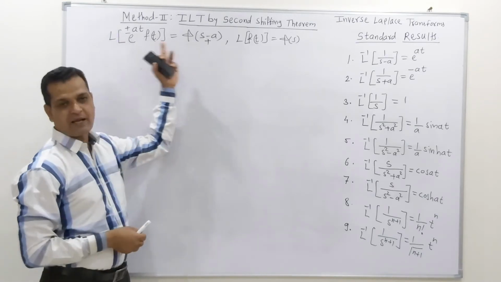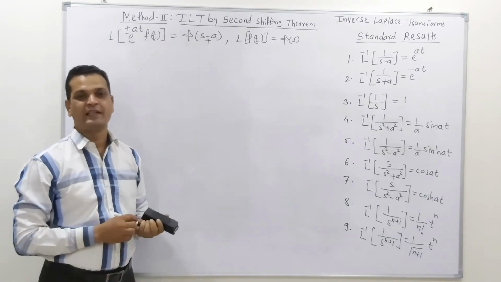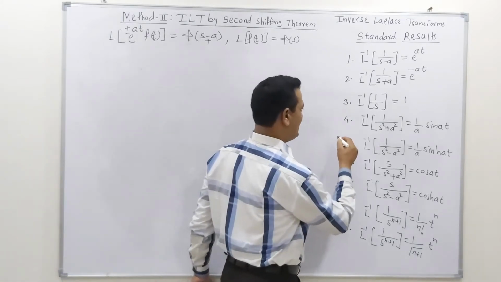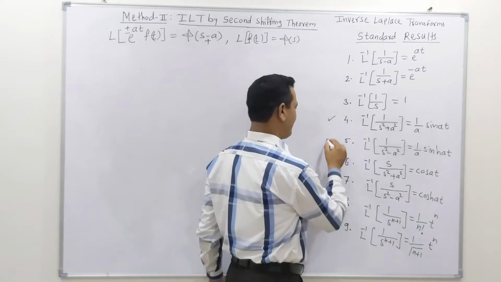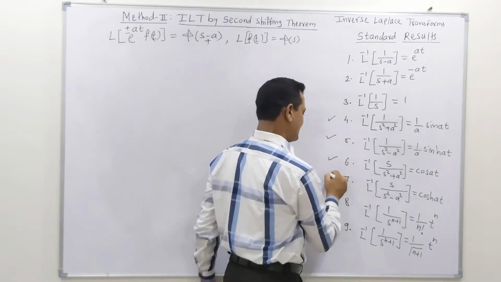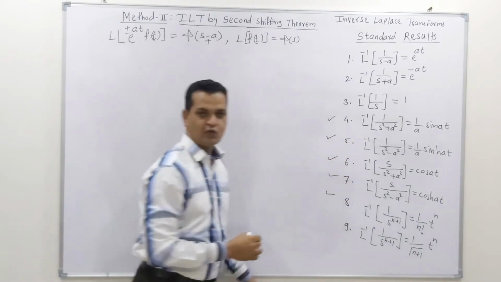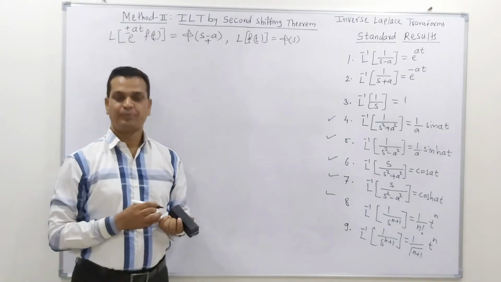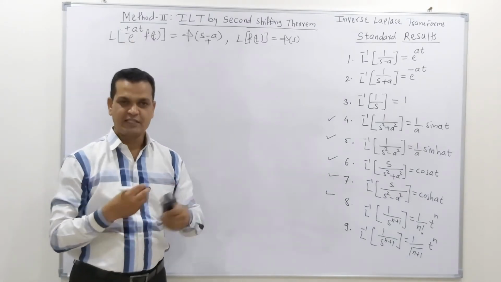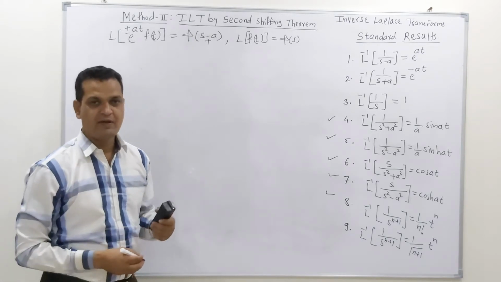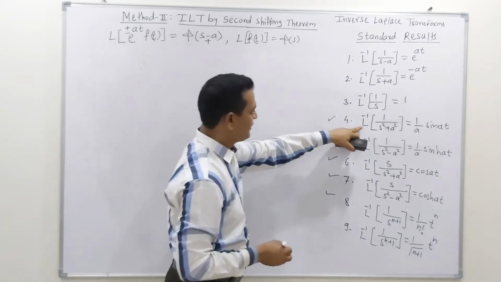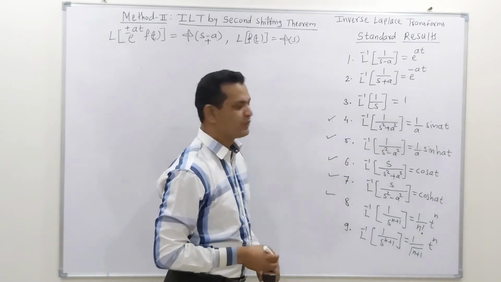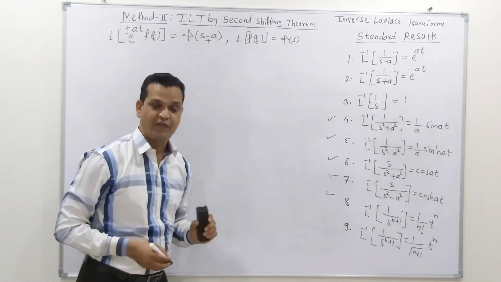Now, for applying this second method for finding the inverse Laplace transformation, this concept is only applicable to results number 4, 5, 6, 7 and 8. Only for these 5 results is this second method applicable. So let me discuss these results one by one. The first result is inverse Laplace transformation of 1 upon s square plus a square is equal to 1 upon a into sine of at.